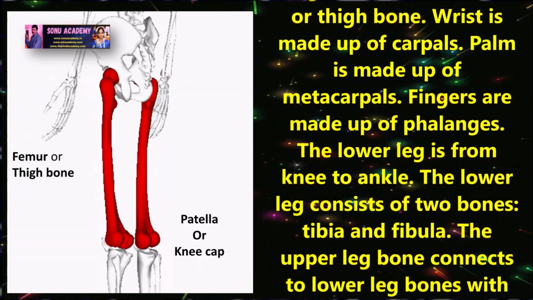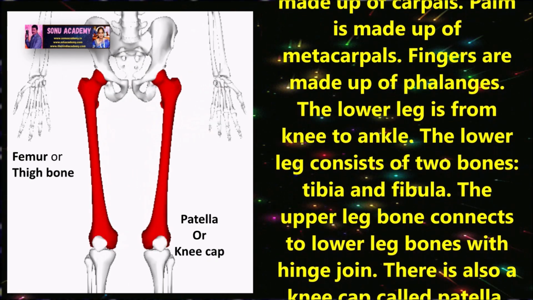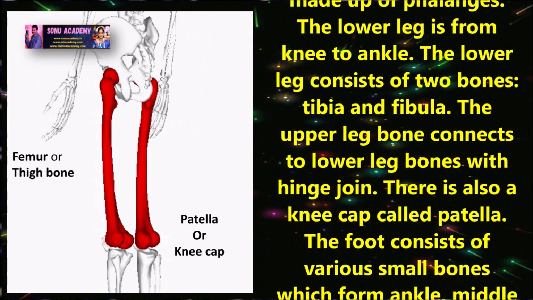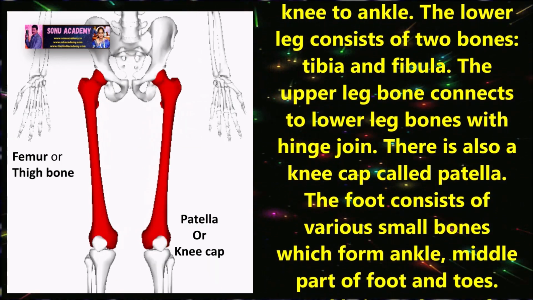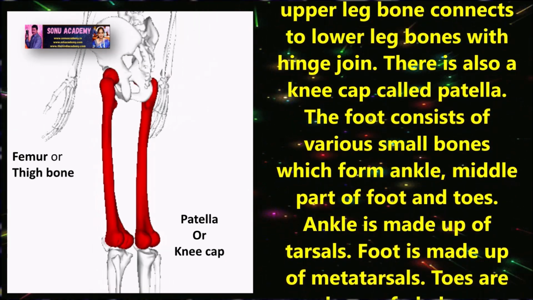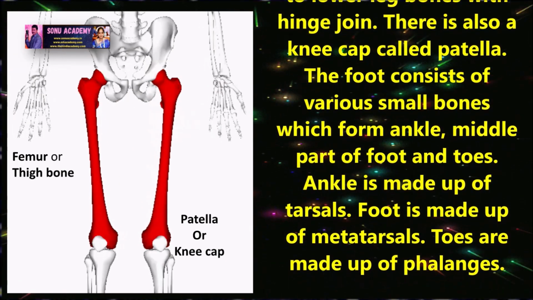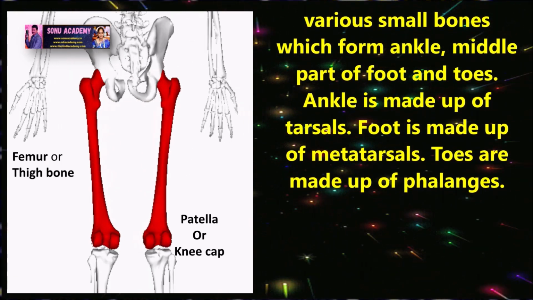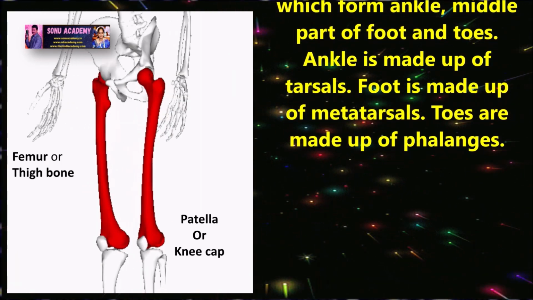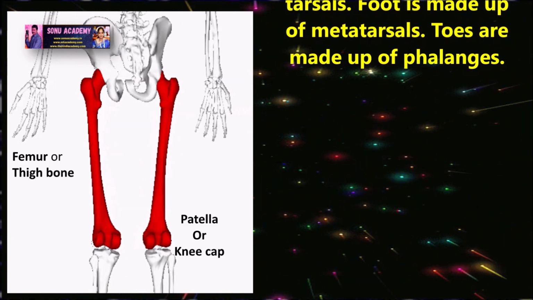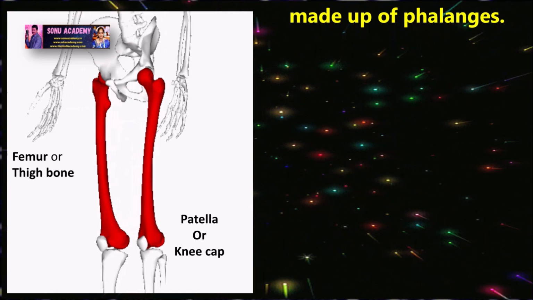The lower leg is from knee to ankle. The lower leg consists of 2 bones, tibia and fibula. The upper leg bone connects to the lower bones with a hinge joint. There is also a kneecap called the patella. The foot consists of various small bones which form the ankle, middle part of the foot and toes. The ankle is made up of tarsals, the foot is made up of metatarsals, and toes are made up of phalanges.